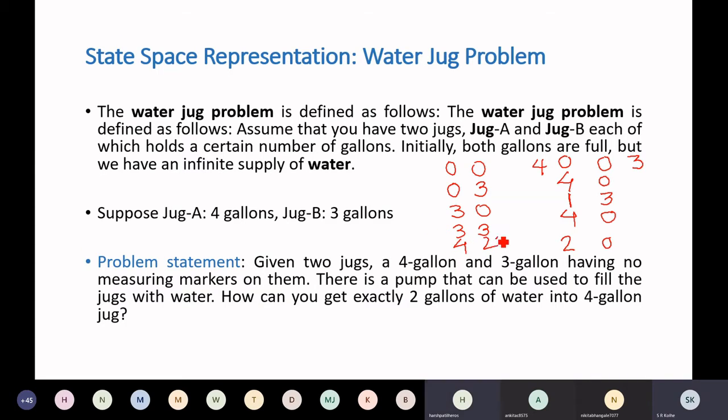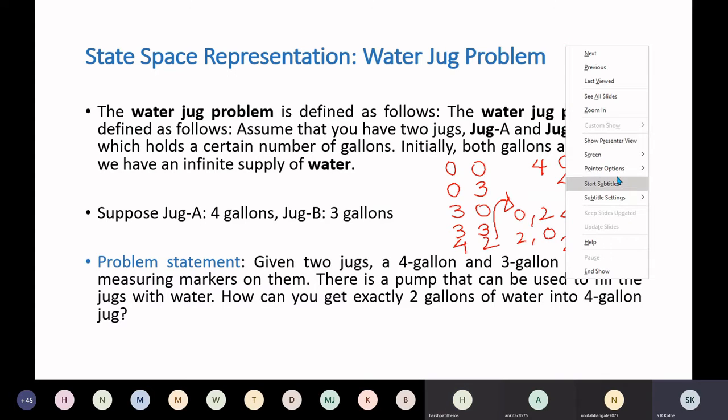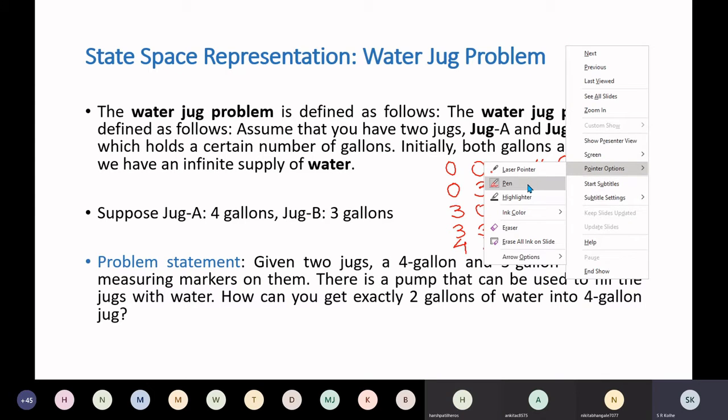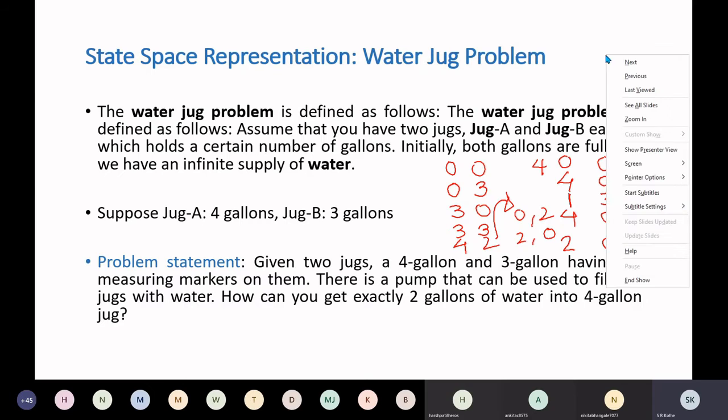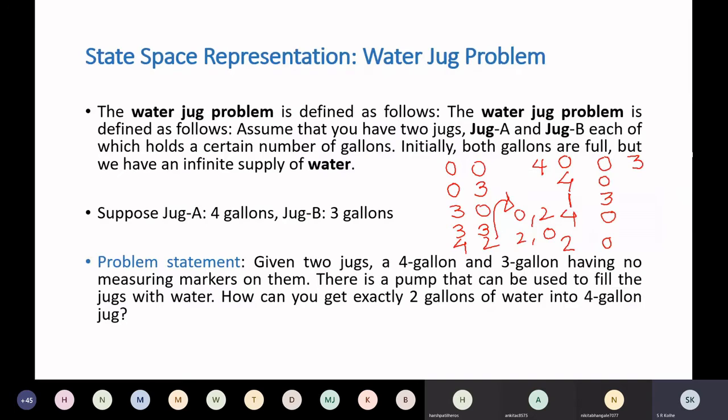Correct. So then you empty 4-gallon jug, so this will become 0-2 and then pour water from 3-gallon jug to 4-gallon jug, then you will get 2-0, right? Correct. So this is how one way you can solve this problem. So this is your goal state. You have 2-gallon water in 4-gallon jug that you have achieved and this is what we want.